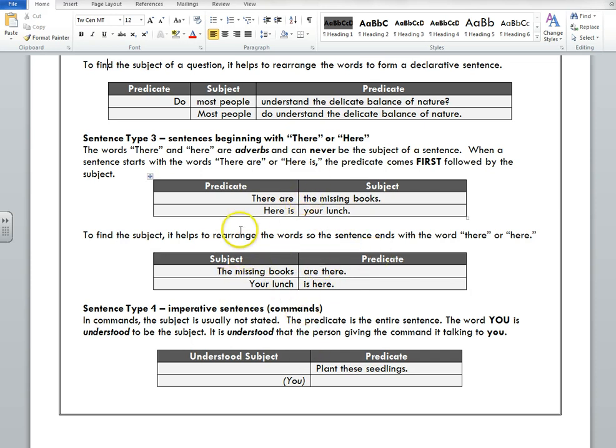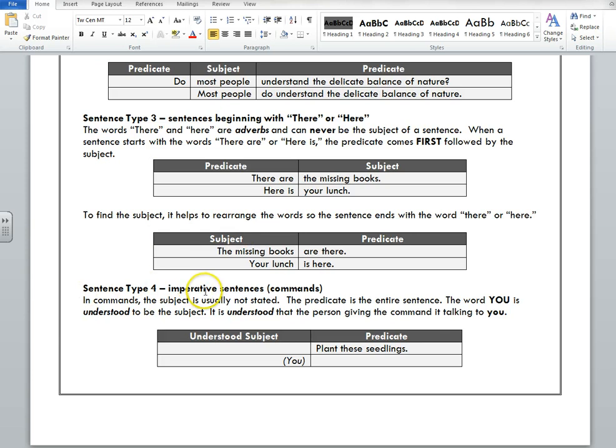Okay? The last type we're going to look at is your imperative sentence or your commands. In an imperative sentence, the subject is usually not stated. It's not in the sentence. The predicate is the entire sentence. The word you is understood to be the subject. We call it the understood subject. And we notate that by putting it in parentheses at the front of the sentence.